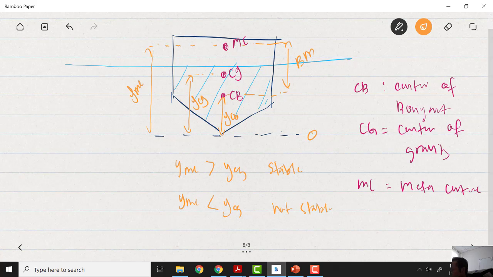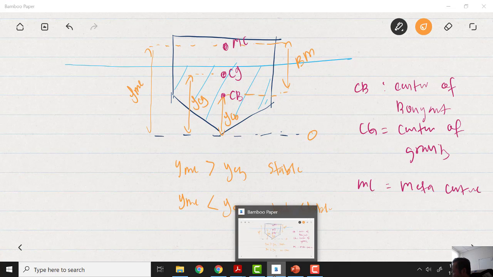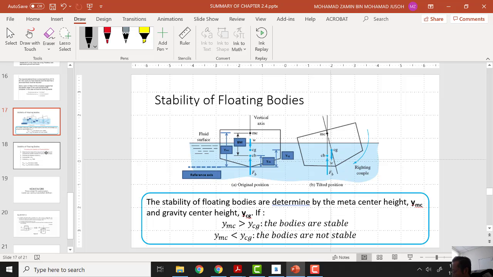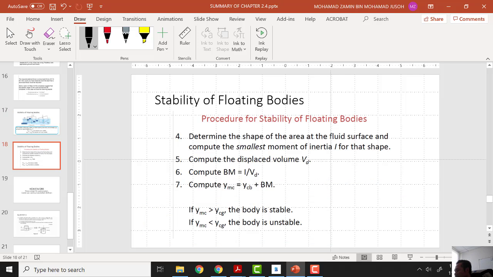The YCG is very simple. You just need to find the center of the body. But YMC, you need to find using this. Okay. The stability of floating bodies. This is the procedure of finding the stability of floating bodies.